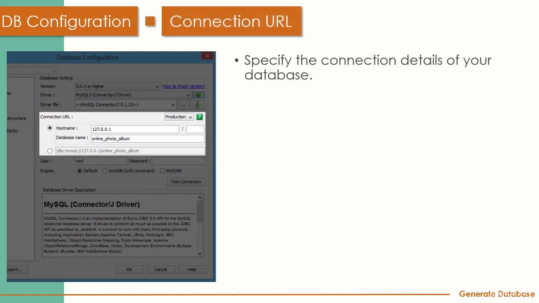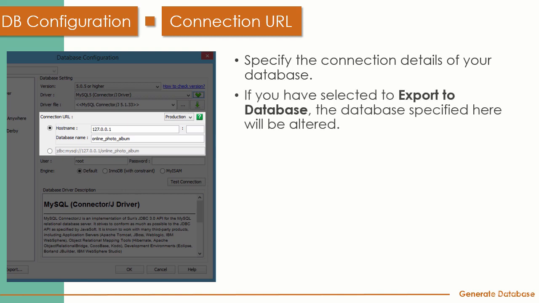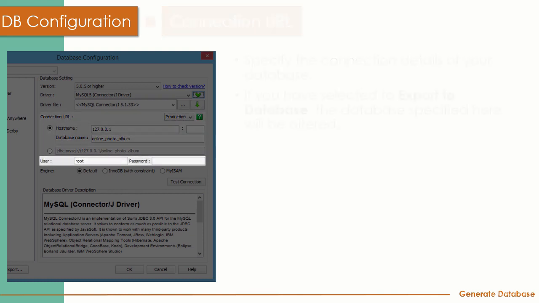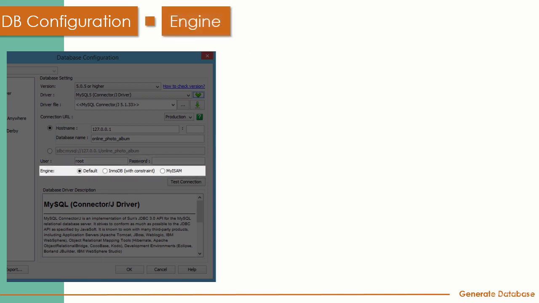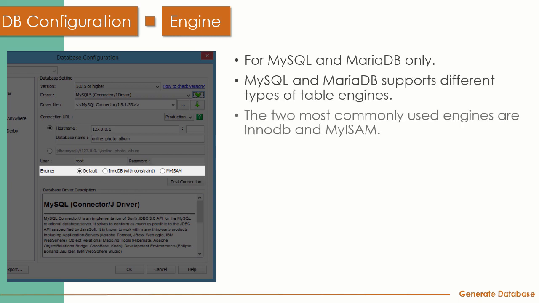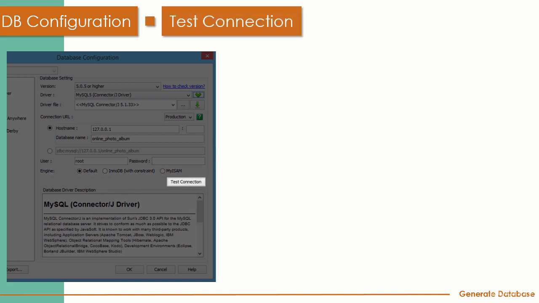And then the connection URL, where you specify the connection detail to your database. This connection information is only useful if you select export to database. Username and password, enter the correct username and password. You may see the engine if you use MySQL or MariaDB, and you pick the right engine to use. The most commonly used engine is InnoDB. We suggest using InnoDB. It has foreign key support and constraint support.